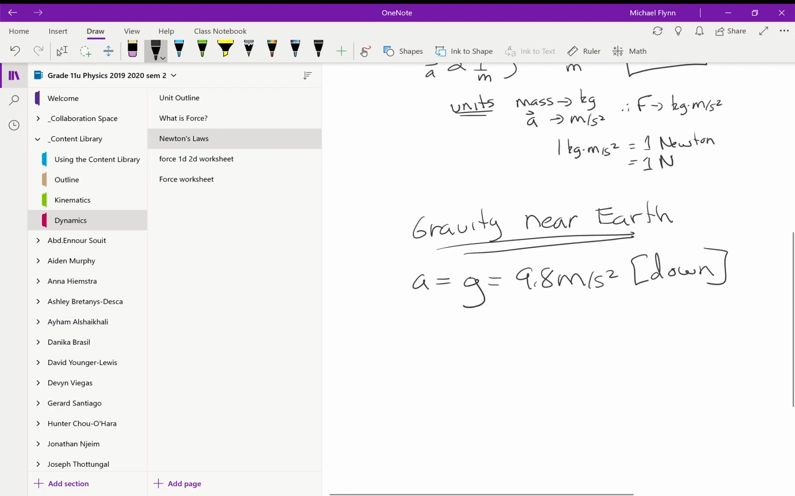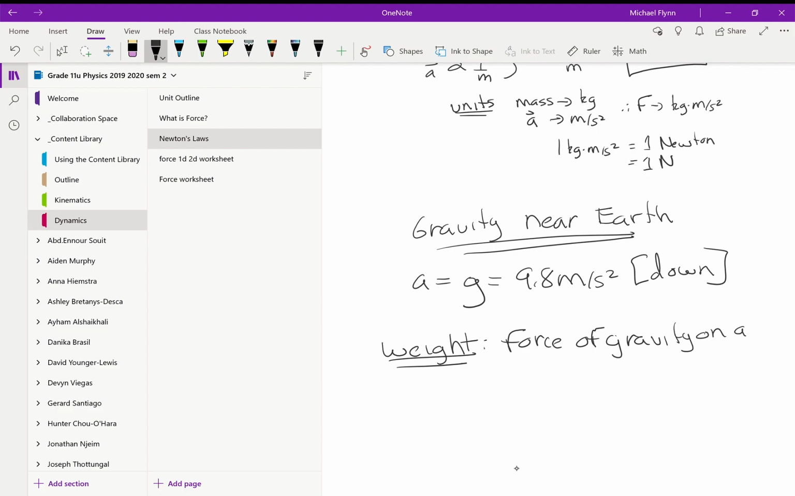Now that tells us something about the force of gravity on something. So the weight of an object is not its mass, which most people get confused with. It's the force of gravity on a mass. So my mass is 75 kilograms, but my weight is not 75 kilograms. Or a certain number of pounds, let's say 180 pounds or something. It's not 180 pounds either. My weight is measured in newtons. It's how much force is acting on my body because of gravity.